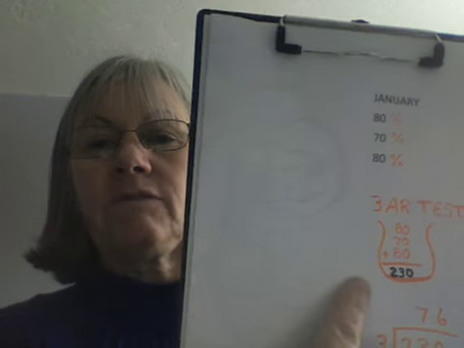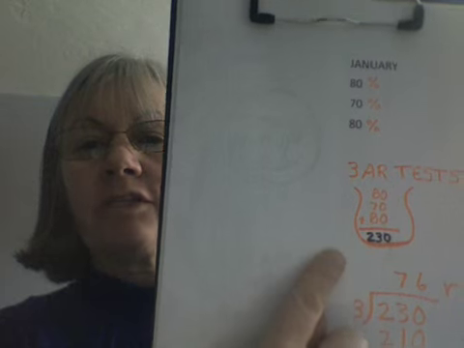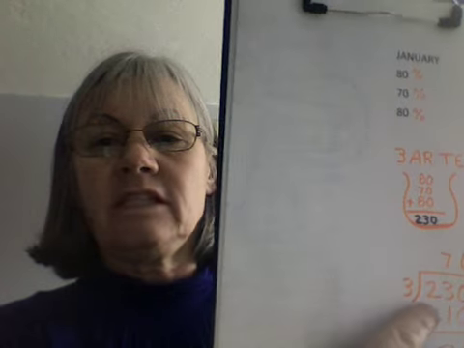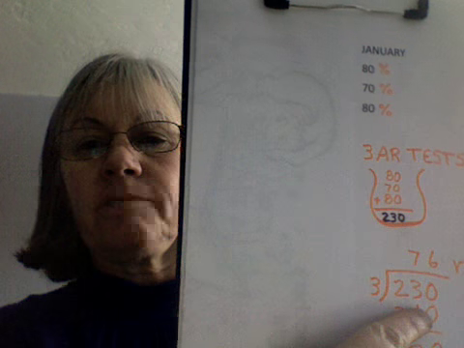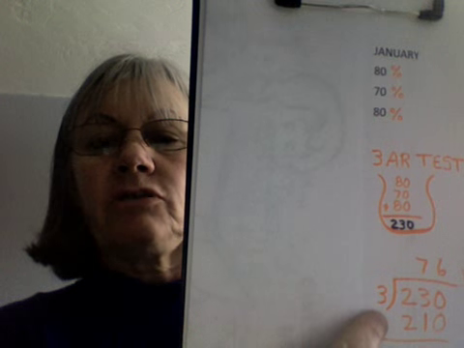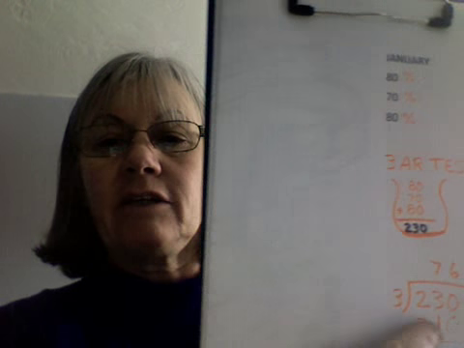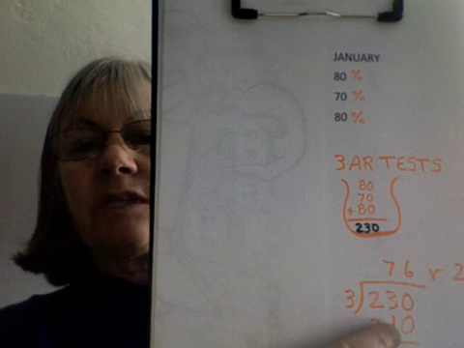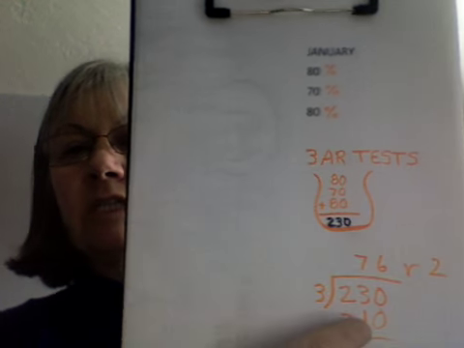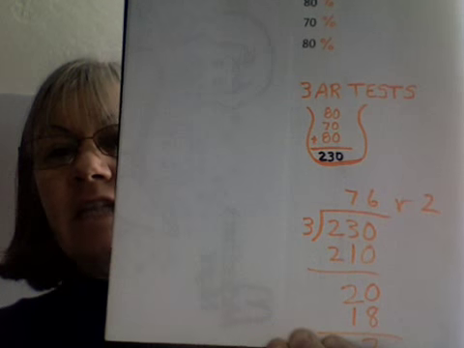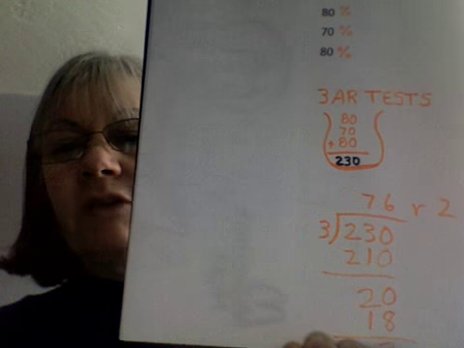Now is where the division problem occurs. Once you have your total, that becomes the dividend for the division problem. And the divisor is the number of scores you used to get that total. So when we calculate the average for this person's January accelerated reader test scores, it is exactly 76 remainder 2.